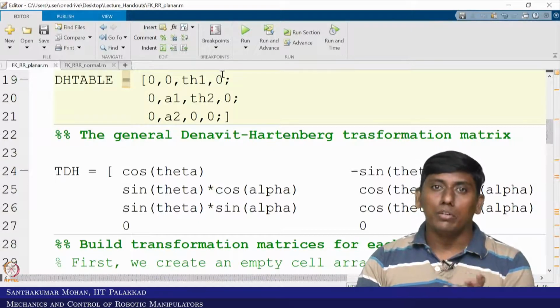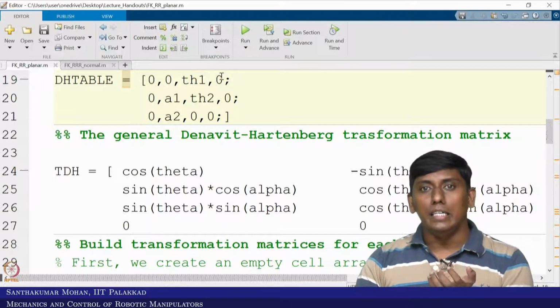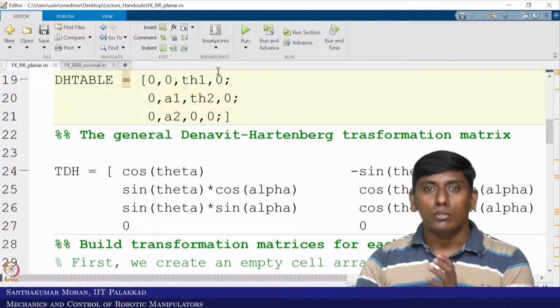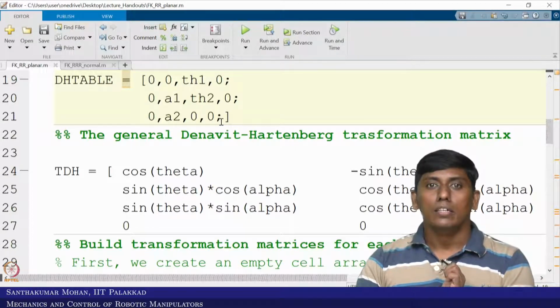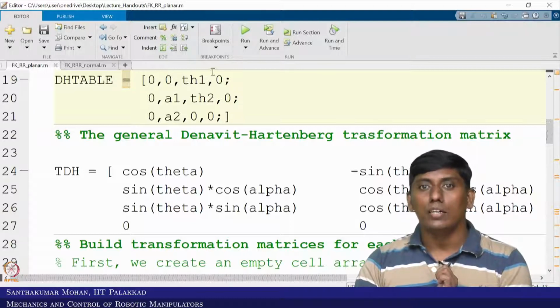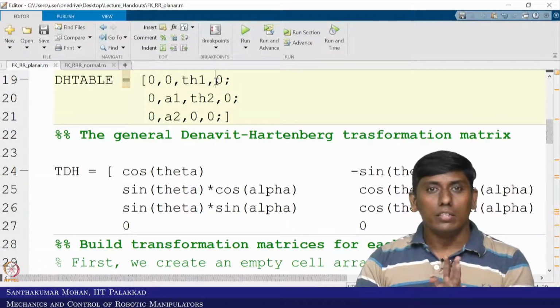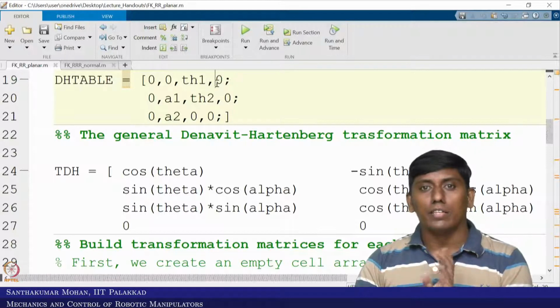Similarly, for the final column D, there is no translation along Z1, Z2, Z3, so all the D's are zeros. This column is equivalent to alpha, this is equivalent to a, this is equivalent to theta, and this is equivalent to D. So in this DH table, everything has been written.